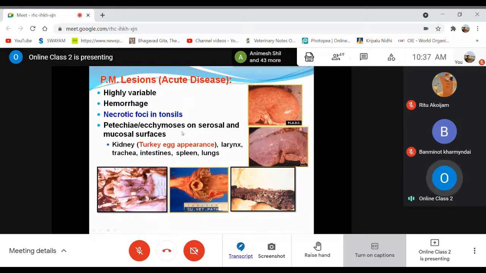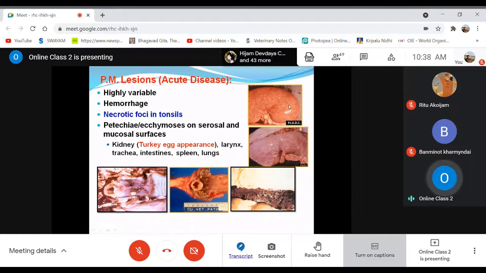Then coming to the other organs, systems and tissues. The hemorrhagic lesions, as I have already mentioned, are generalized. They may be of different types, in the form of pinpoint petechiae or ecchymosis on the serosal and mucosal layers of many organs, like the kidney, which is very commonly affected. When the kidney shows petechial, pinpoint hemorrhages, if you see this picture, there are so many pinpoint petechiae on the renal capsule and cortex.